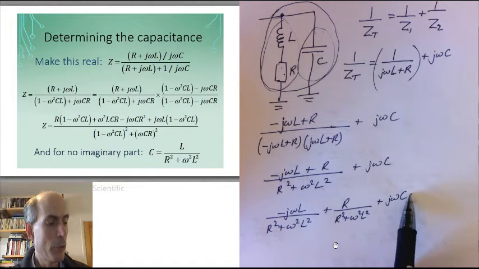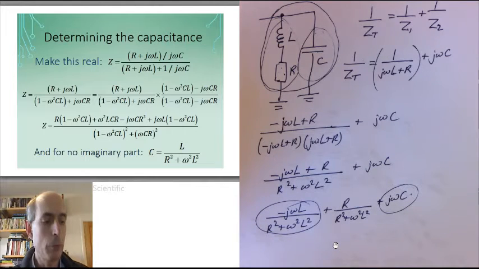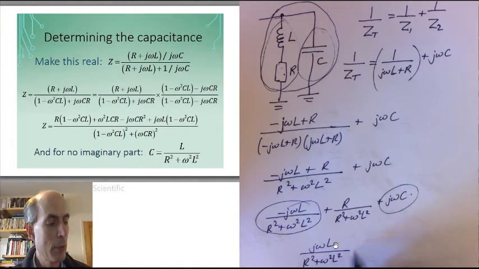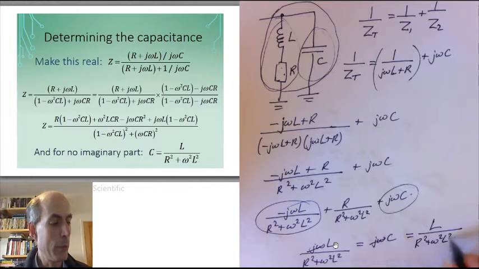If that's going to be real, then this term here and this term here must cancel out, which means that j omega L over R squared plus omega squared L squared must be equal to j omega C. The two j omegas cancel. We just end up with C equals L over R squared plus omega squared L squared as our final result.